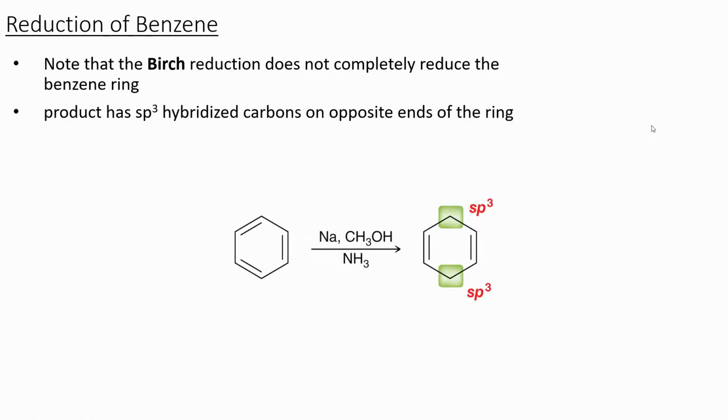It's important to note that the Birch reduction won't completely reduce the benzene ring. We're going to reduce only 2 carbons to sp3, while the other 4 carbons will remain sp2 hybridized, as well as 2 double bonds remaining in the molecule.